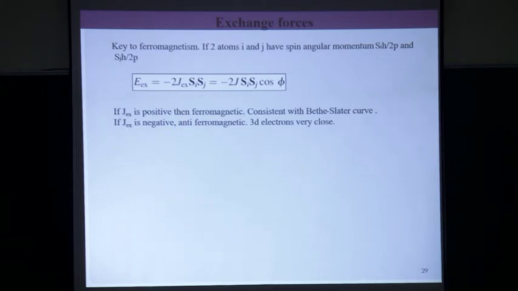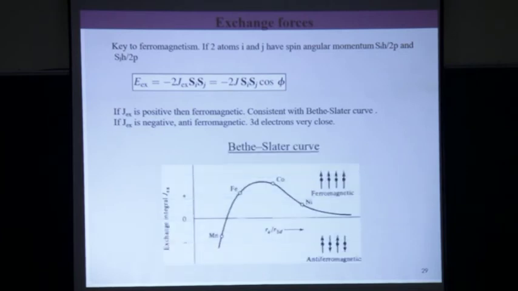So the same atom placed at different distances, so to speak, can behave differently. Or different atoms, because they have different lattice spacing, will behave differently. So distance becomes a very important factor. When the 3d electrons are very close, then the J exchange can be negative, then you will get antiferromagnetism. Okay, so what does this mean?